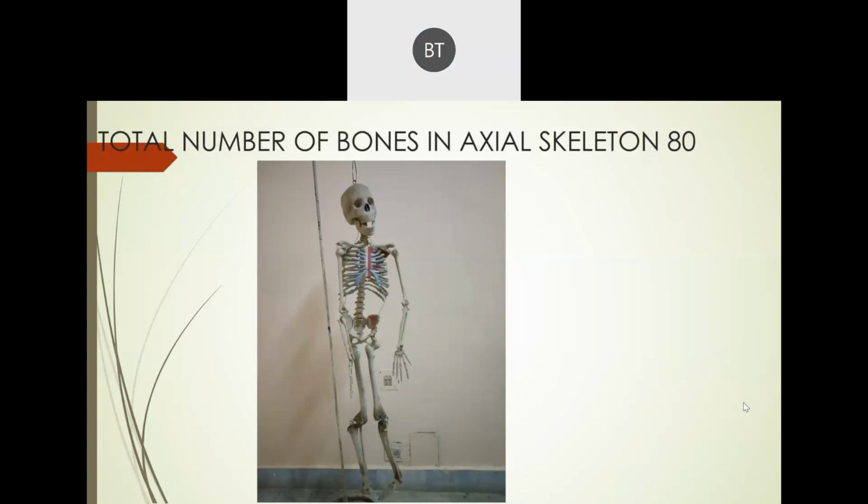Upper, lower, shoulder, shoulder girdle. What else is there? This one is the shoulder girdle, upper limb, pelvic girdle. Yes, pelvic girdle. Okay, good.